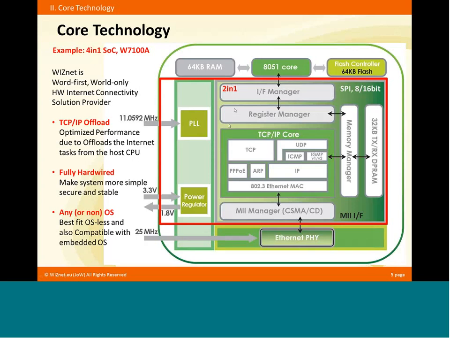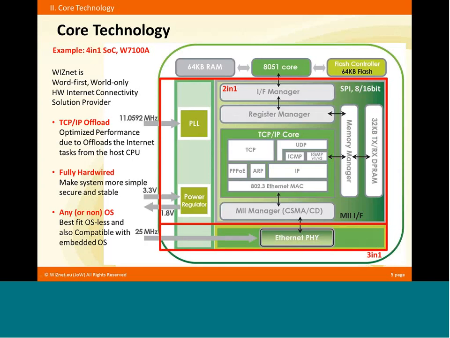So chips with 2-in-1 means TCP/IP plus MAC and an MII interface for any kind of media, because this is media independent. So an Ethernet PHY or an Ethernet switch for fiber or for any other physical media.